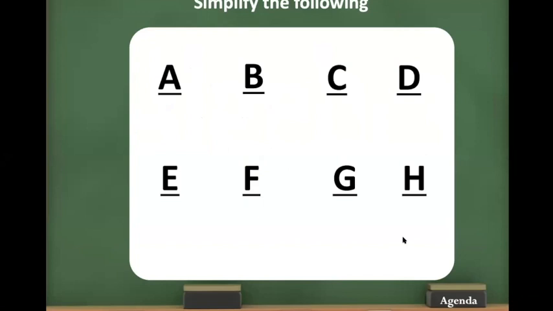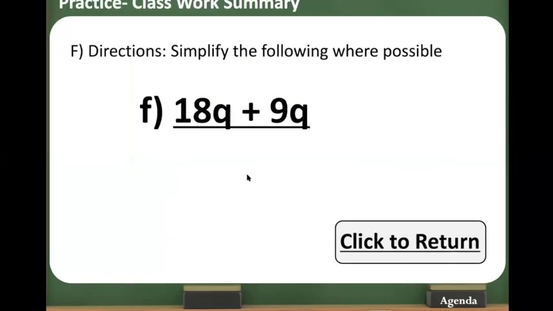Okay, now we back up. Sorry about that. Now let's go to F. We said F. So F says, simplify the following if possible. Everyone should be able to get this one. What is the correct answer for F?